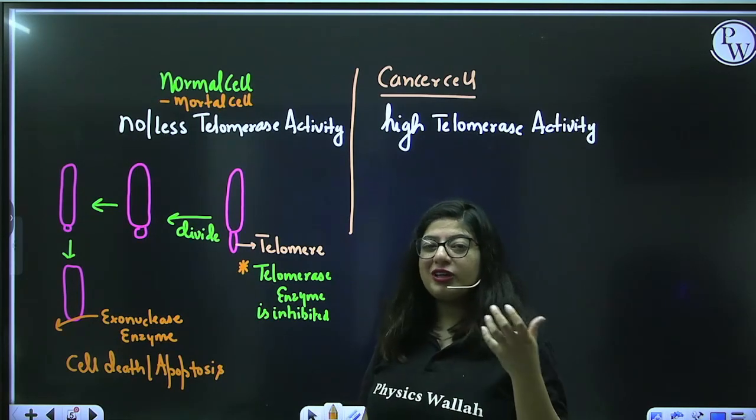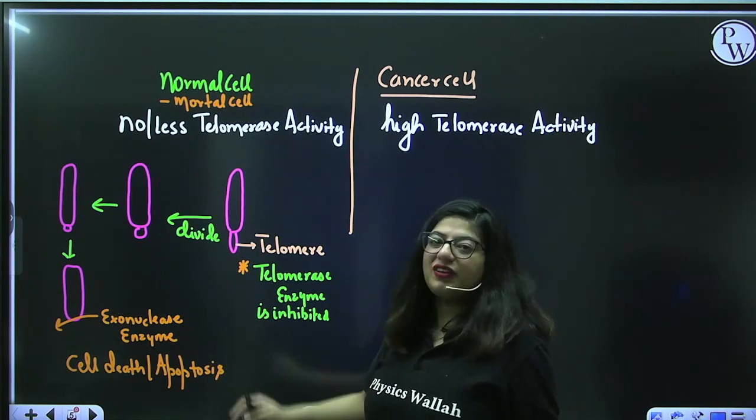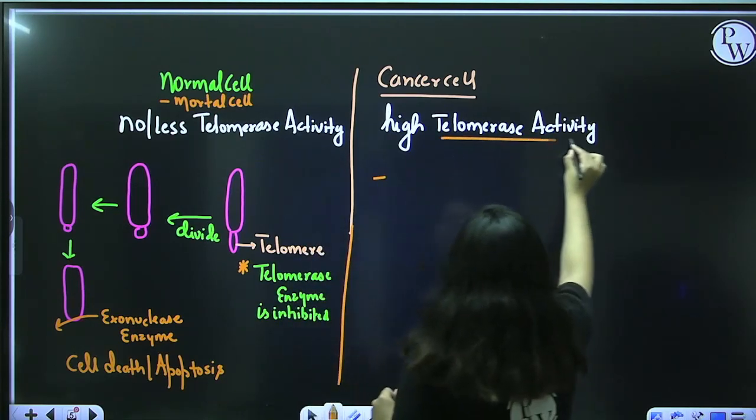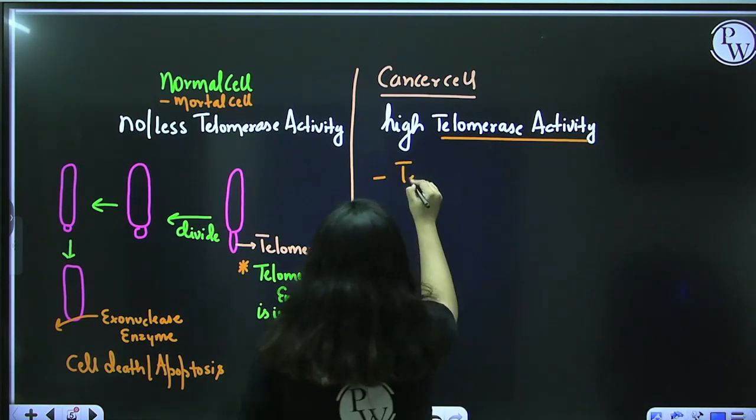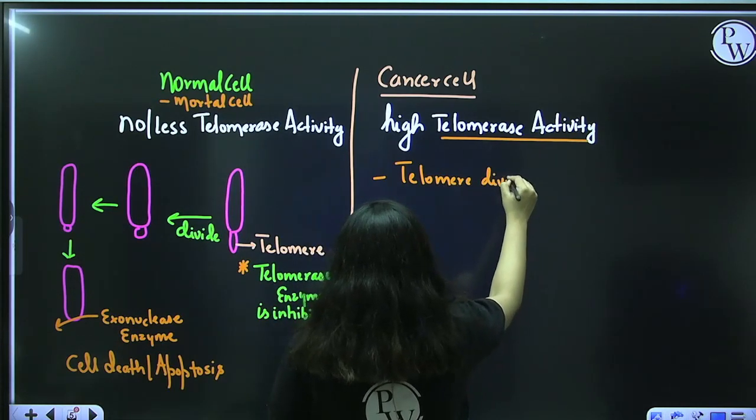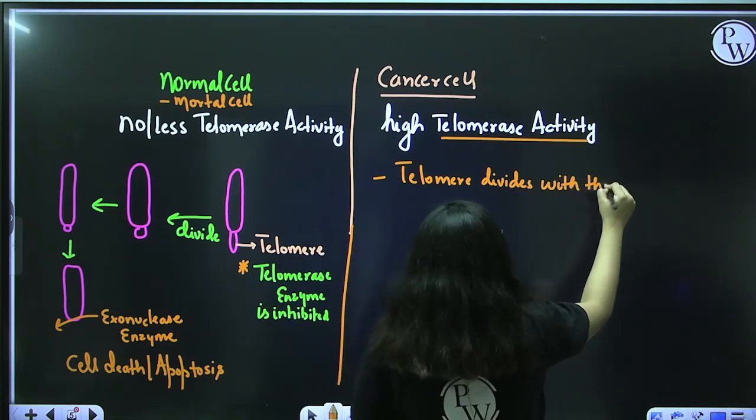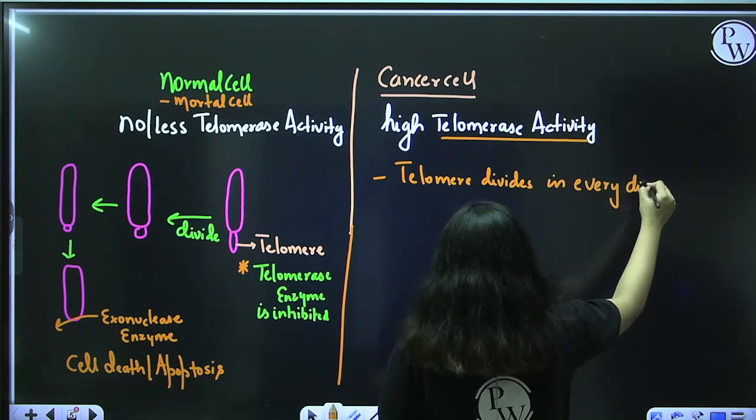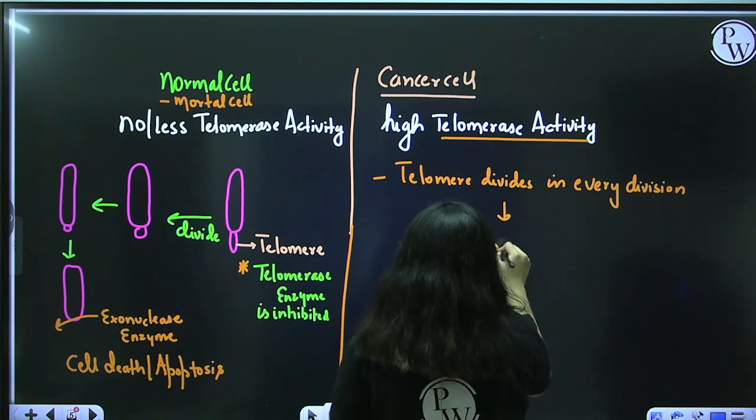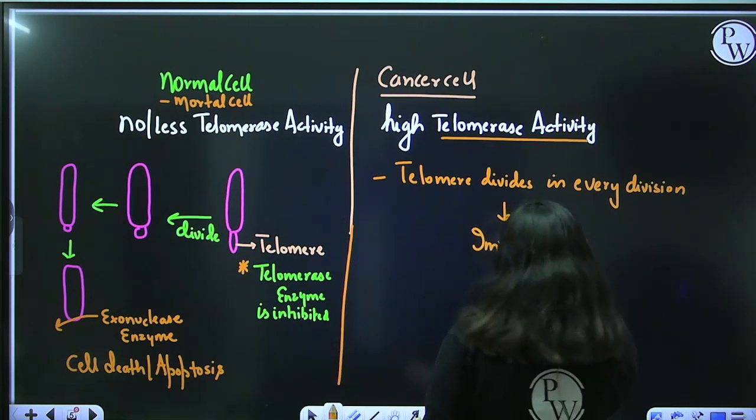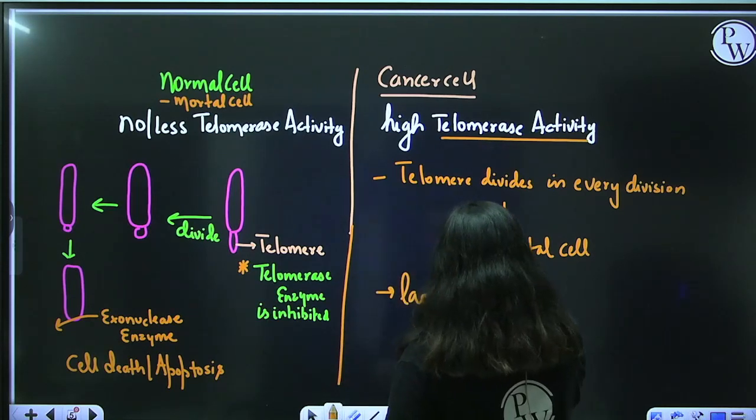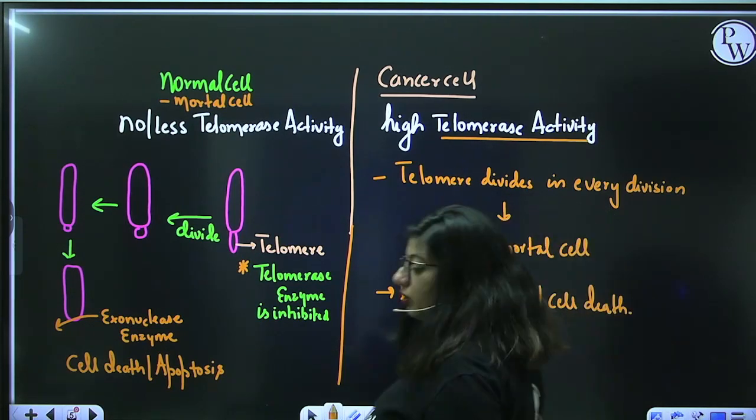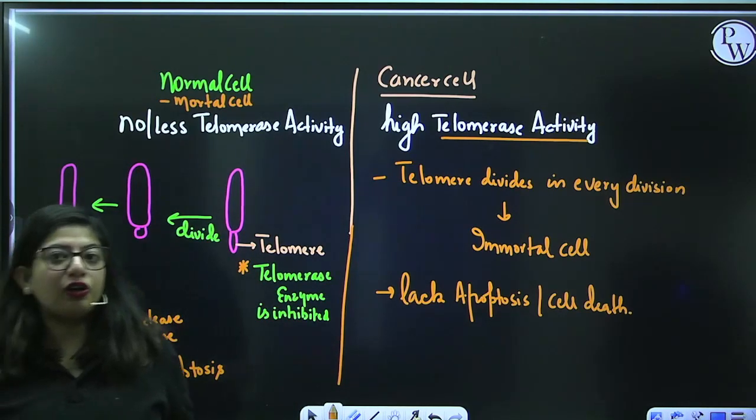So in every division, if telomere is maintained, then what will happen? Then your cell will never die. The cell will be immortal. So that occurs in the case of the cancer cell. In cancer cells, the telomerase activity is high. As a result, telomere is maintained with the main DNA in every division. Hence, the cancer cells are immortal cells. They will not die. They escape the path of apoptosis. They lack apoptosis. What is apoptosis? The cell death. So these are some of the properties by which a cancer cell is able to win in your body.